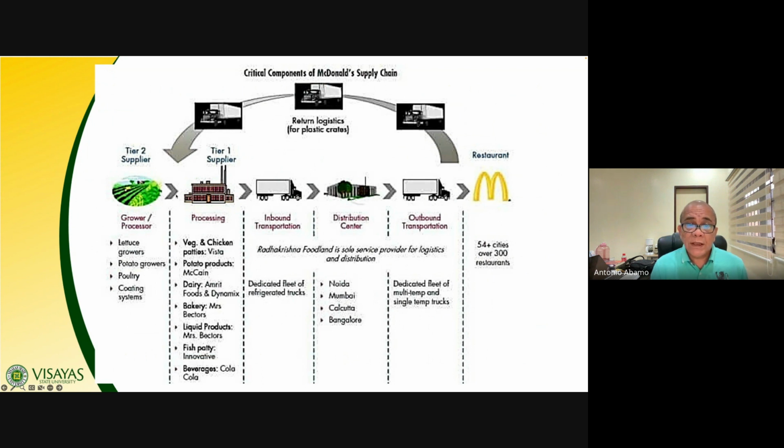So you will notice that there are players and participants along the supply chain that are coordinating with each other in order to make sure that what is needed at the downstream end will really be the kind of product that is demanded by the customers. Okay, so each player, each segment of the chain, has its own various activities and metrics.